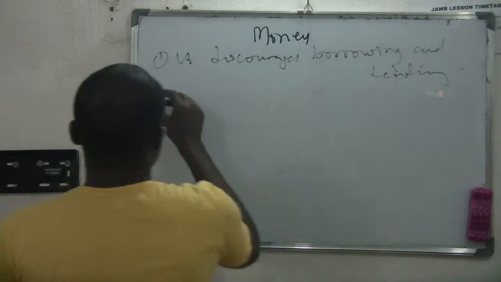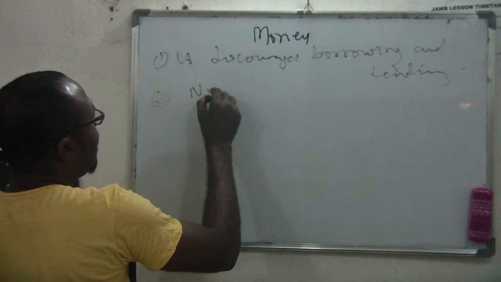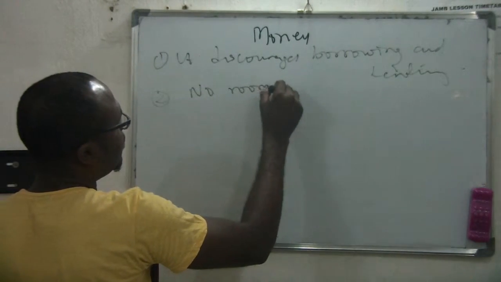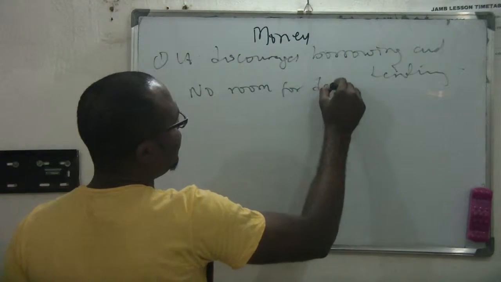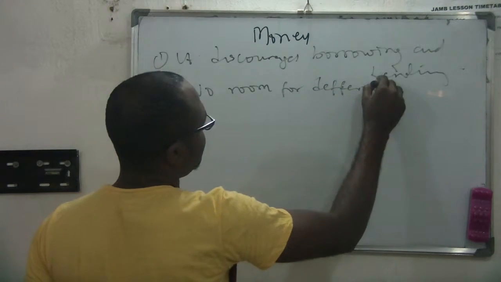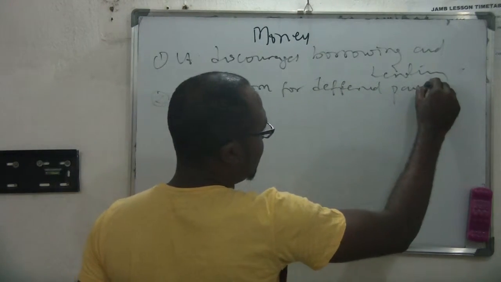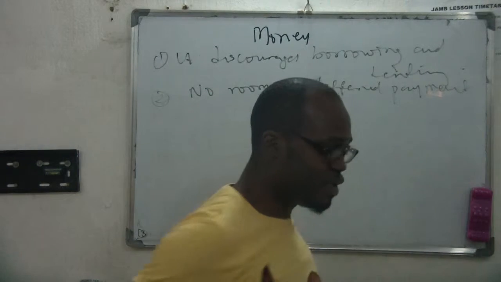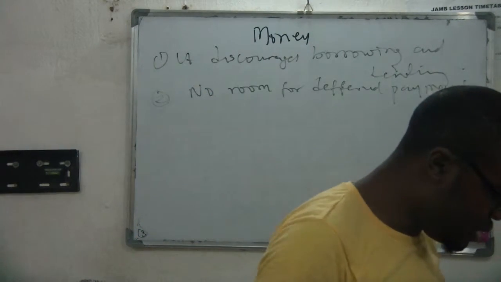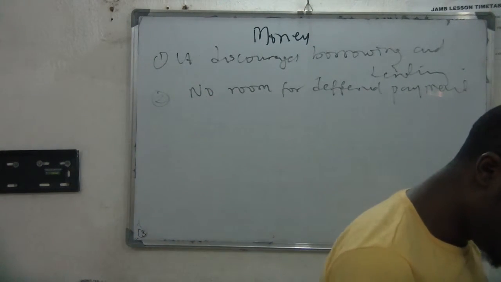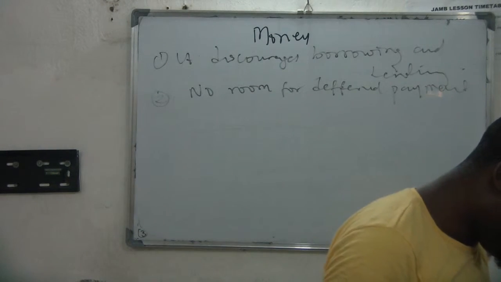In trade by barter, there is no room for deferred payments. You cannot pay later. You have to just present what you have immediately so that it can be exchanged. There is no room for deferred payment.